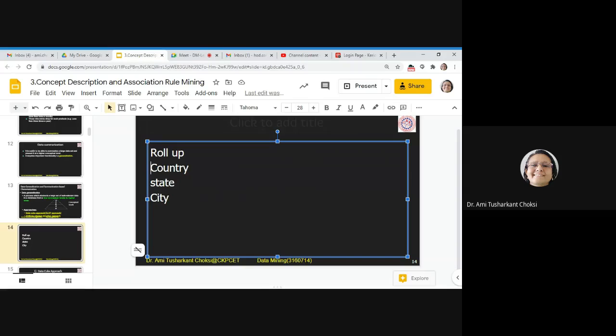And when country is there, India is there, but we want to see in detail: okay, India is there, fine, but what state is there? What city is there? For that, you are going deeper. That is drill down. Fine.